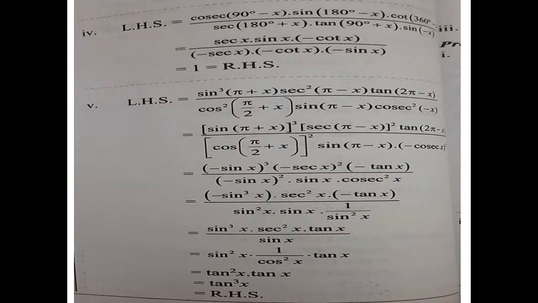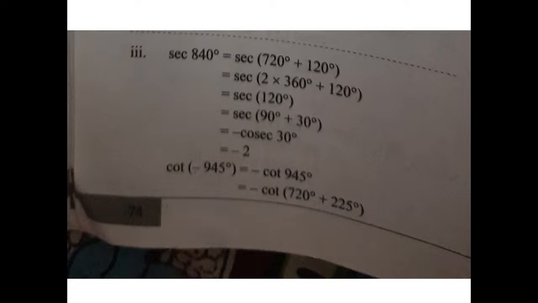Okay, example number 5. See example number 5, that is like this: cosec, sin cube(pi + x), sec square(pi - x), tan(2 pi - x), cos square(pi by 2 + x), sin(pi - x), cosec square(-x) is equal to tan cube x.